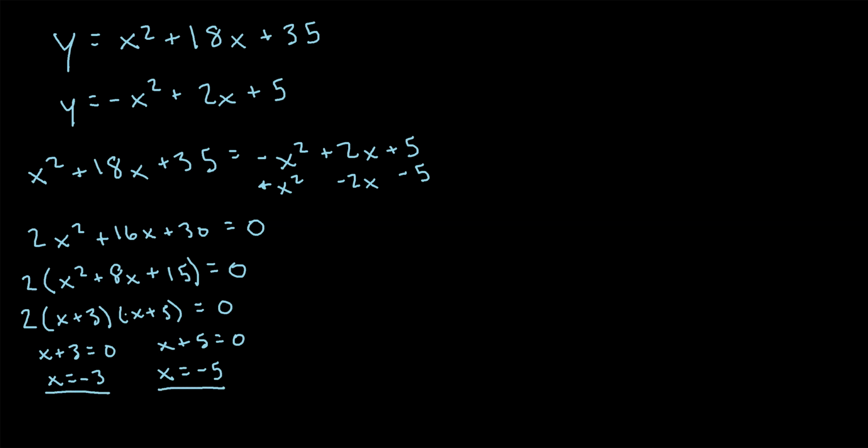Now we just need to figure out what y values correspond to them. And the way that we do that is we just plug these x values into either one of these equations up here. So we'll choose the first equation. So let's say we'll plug in a negative 3 for x. So negative 3 squared plus 18 times negative 3 plus 35.